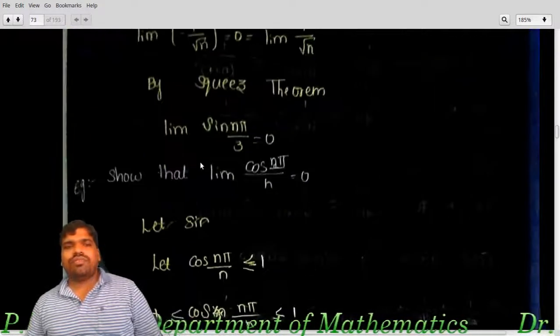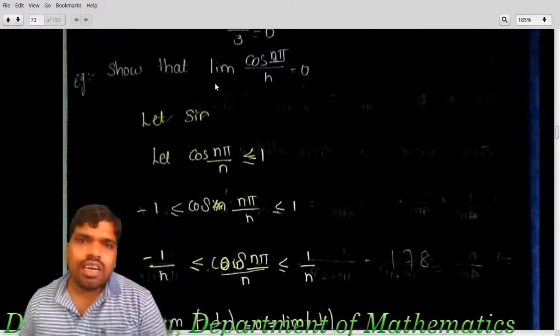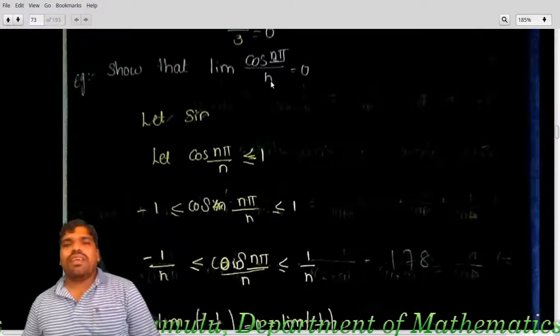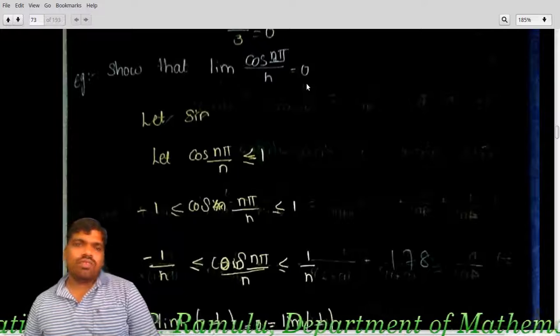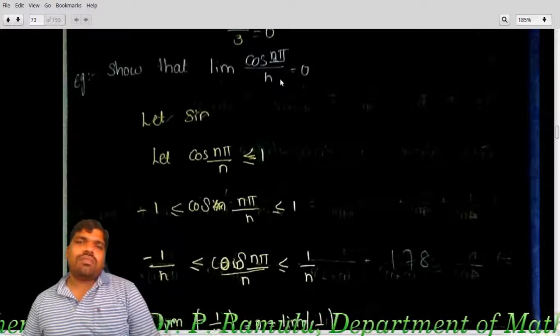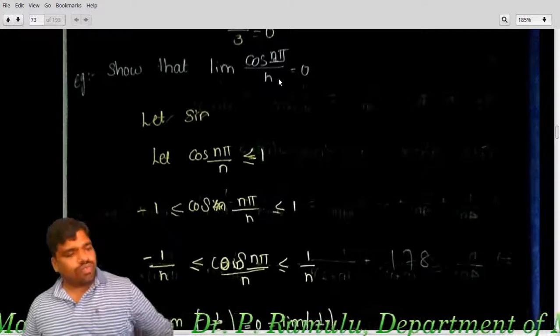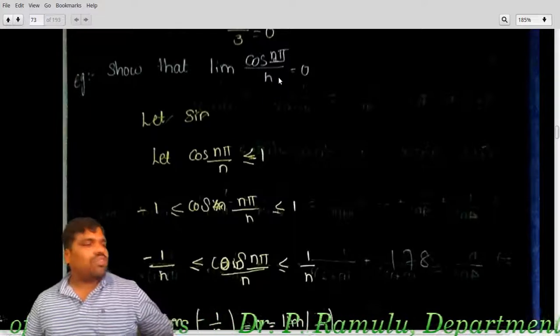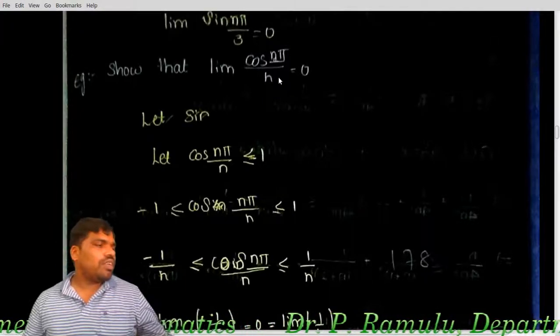Show that the limit of cos(n pi) by n is equal to 0. I would like to show this is equal to 0.